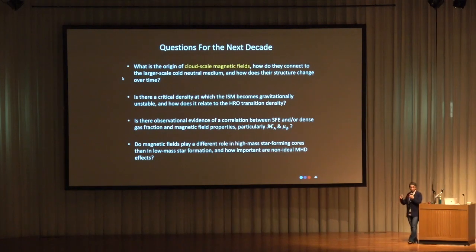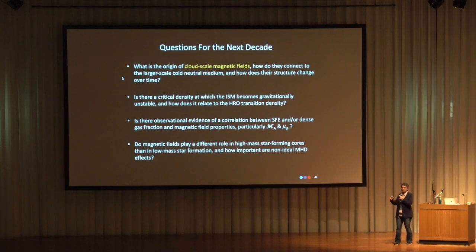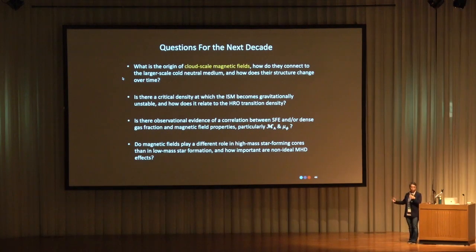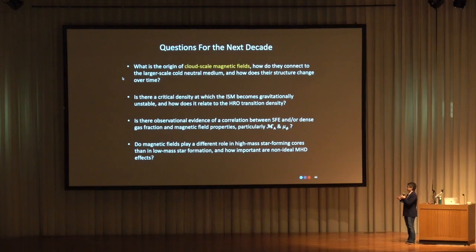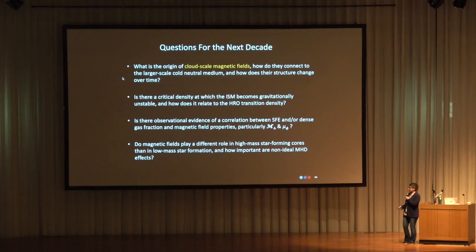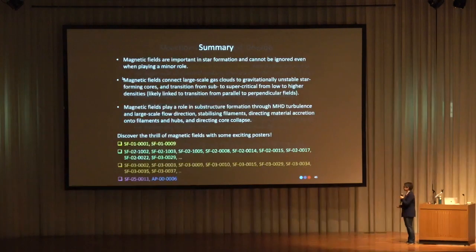One is how the cloud-scale magnetic fields connect to the larger scale and the cold neutral medium, and how do they evolve in time? Is there a critical density at which the systems become gravitationally unstable, and is there a relation between this density and the HRO transition? And then is there observational evidence of correlations between magnetic field and the magnetic field metrics? And finally, do magnetic fields play a different role in low-mass stars than high-mass stars?